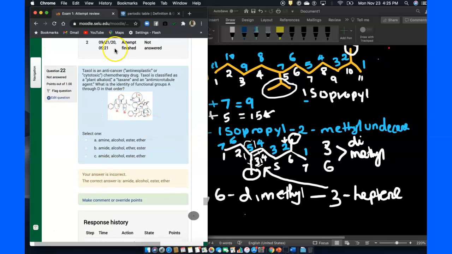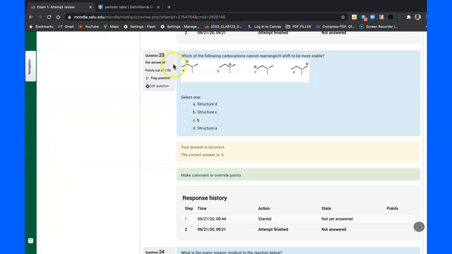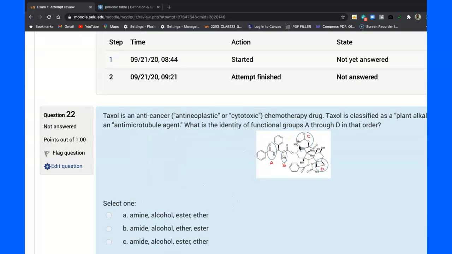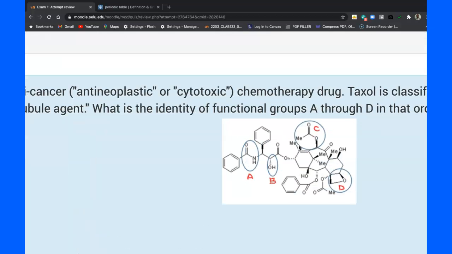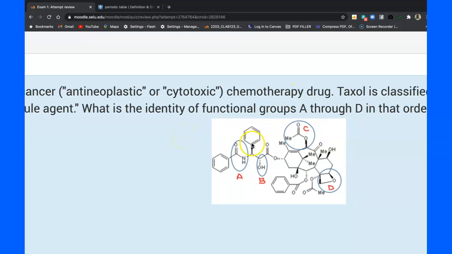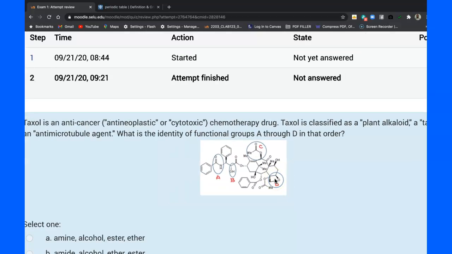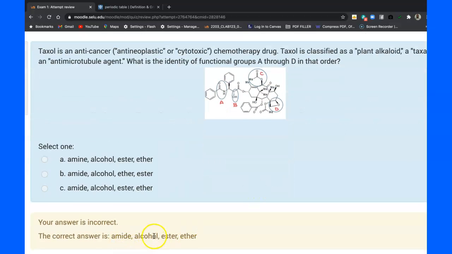Next, question 22. Let me just widen it, because this will just specify the name of the drug, it's talking about this drug which is used in chemotherapy. It's Taxol. Identify functional groups A through D. So A is an amide, B is alcohol, that's an ester. You see C=O carbonyl C, that's amide, and then C-O-C, that's ether. So the correct answer was amide, alcohol, ester, then ether.